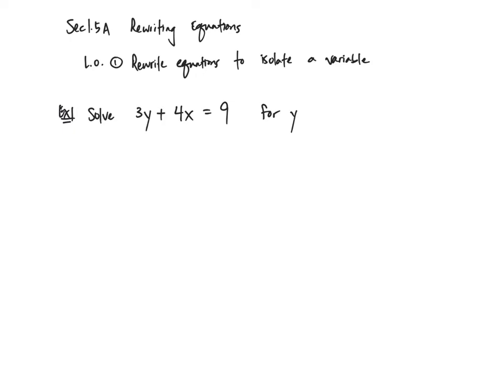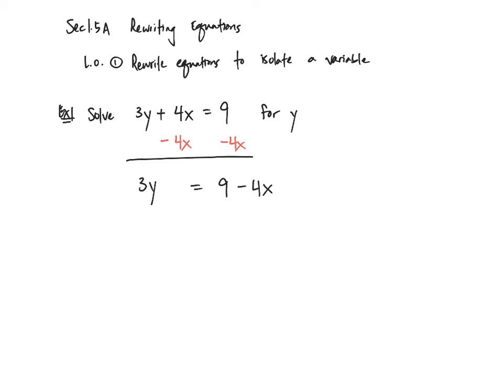So in this case, we do want to get rid of the 3, but since the 3 is multiplying the y, we're going to do that last. The first thing we're going to do is we're going to subtract the 4x to the other side. Okay, so that leaves us with 3y is equal to 9 minus 4x.